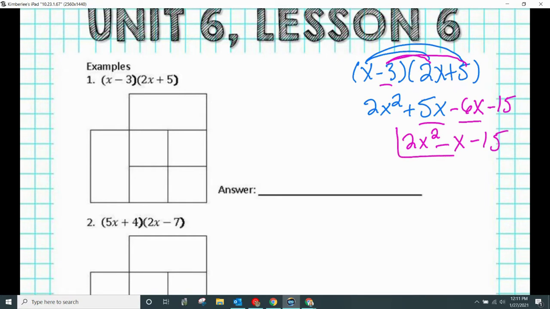Now that was a lot to have to distribute. So I'm about to work this problem a different way. We're going to get the same exact answer, but the box is going to help you know what to multiply and where to multiply it.